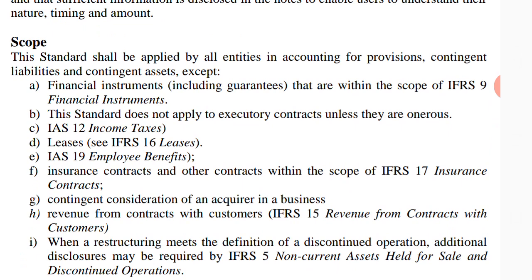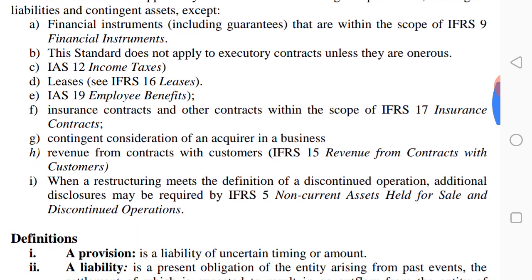This standard does not apply to executory contracts unless they are onerous. Unless they are onerous, it applies to executory contracts, not contracts that will be executed. So that contract is bad, it will give you a loss at the beginning. You foresee that this contract will result in a loss for the company. That's only when you can recognize a provision.